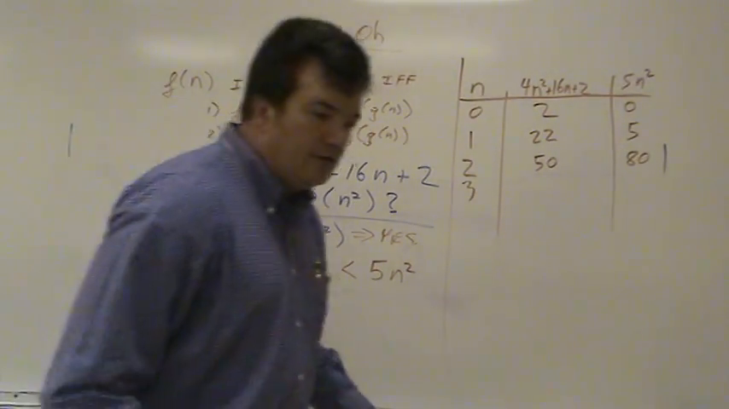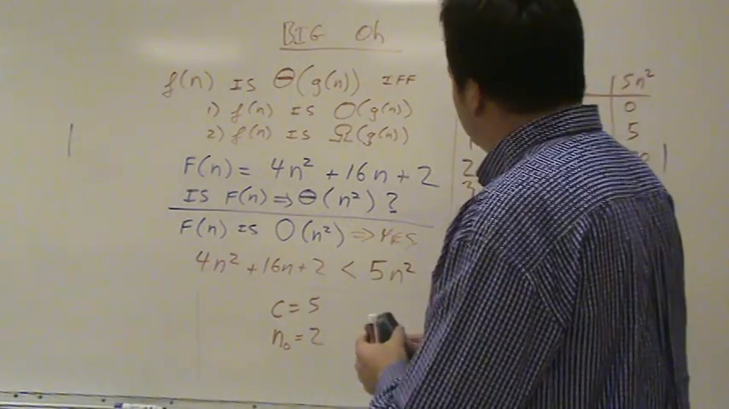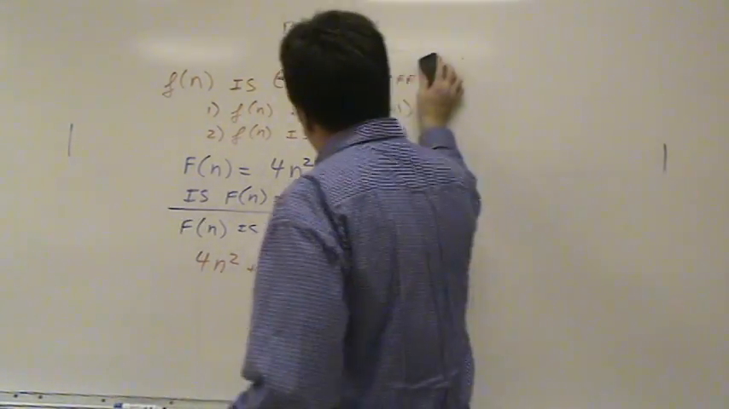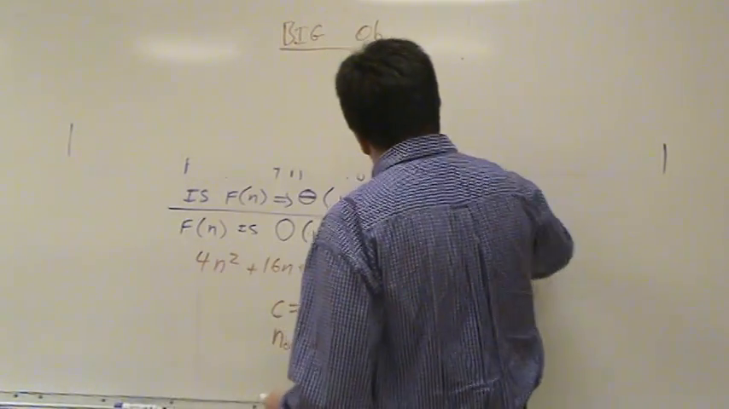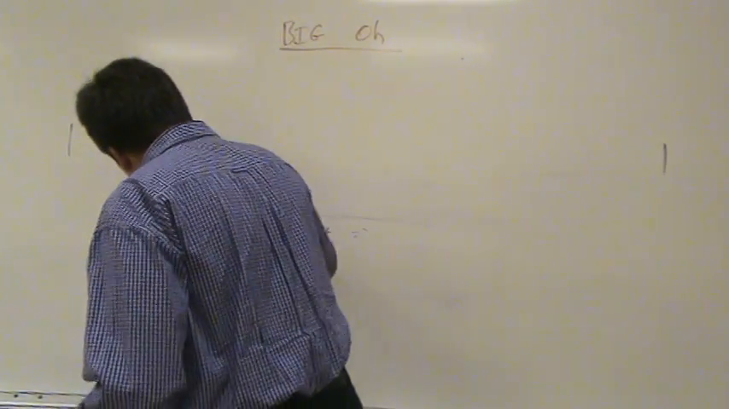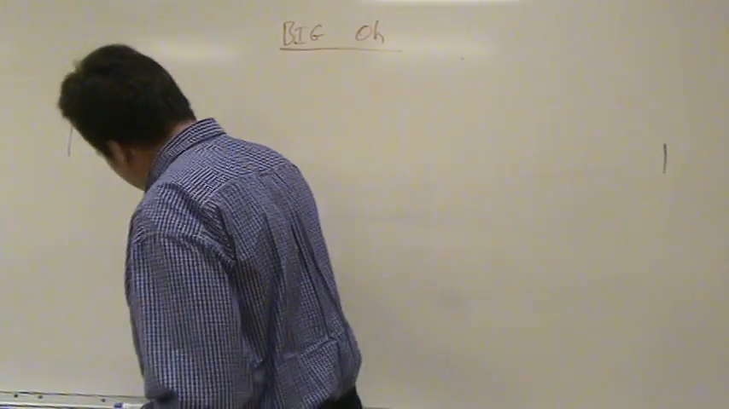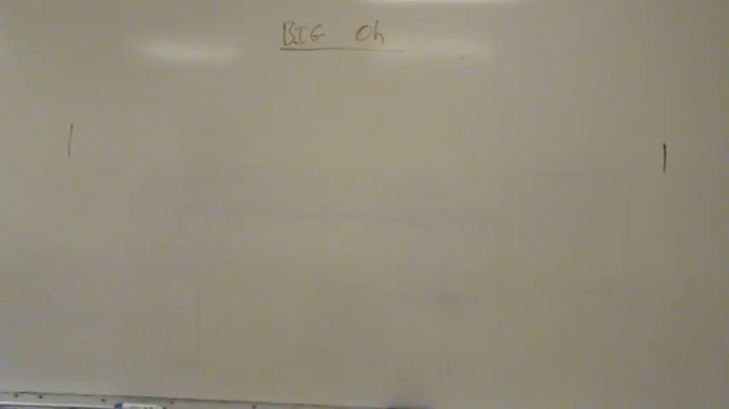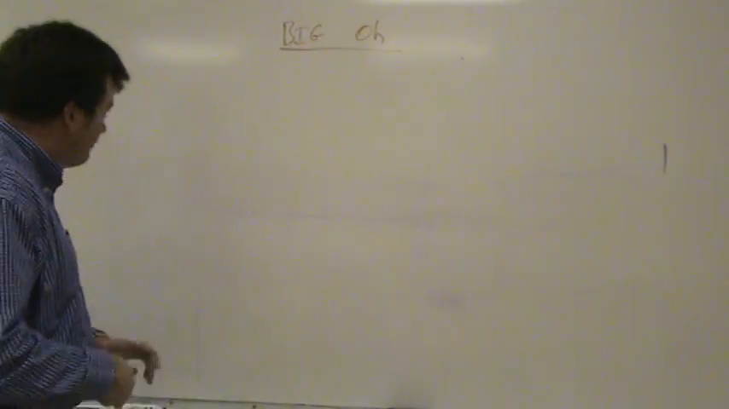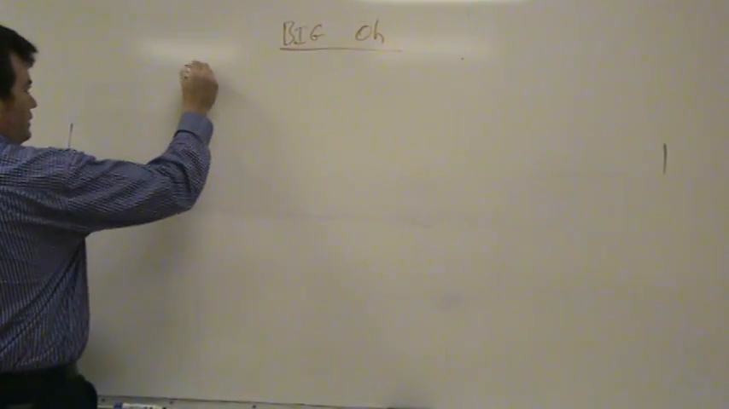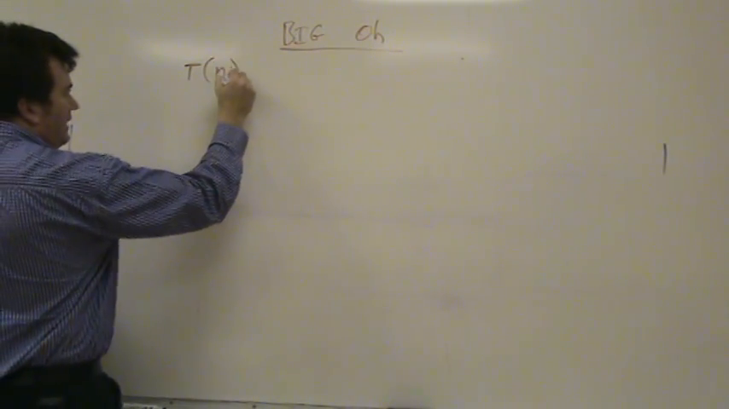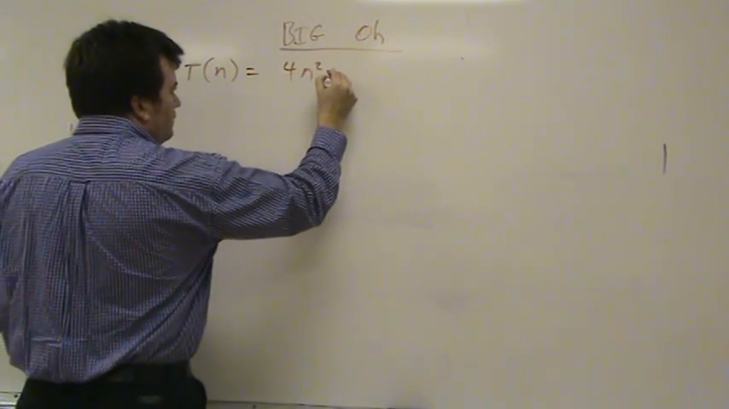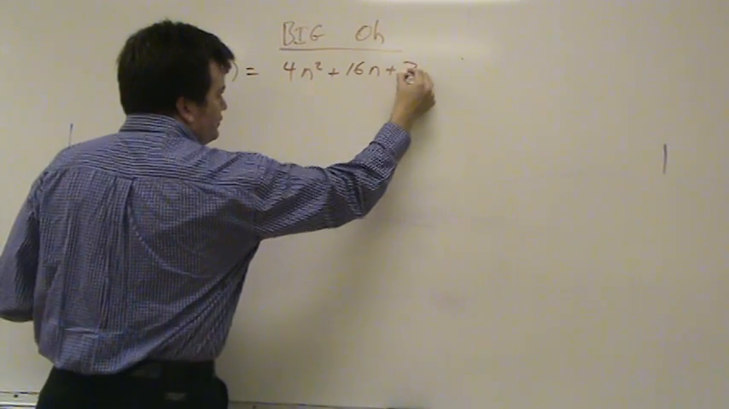Okay. So now, why do we bother looking at this? What does this mean? In the world of mathematics, it doesn't mean a whole lot. But in the world of computer science, it could mean a few things. We've talked about programs that have a running time function. We use t to symbolize time. T of n equals, and let's say like the example we just had, 4n squared plus 16n plus 2.